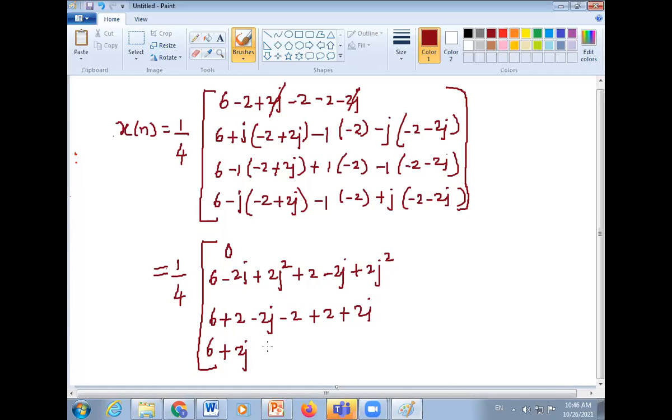Yes, anybody has got the answer? Minus 2j square plus 2 minus 2j plus into minus minus 2j square. So after simplifying this further, what will happen? Final answer, sir: 0, 2 plus j square, 2, 2 minus j square. 0, 2 plus j square, 2 plus j square, j square.